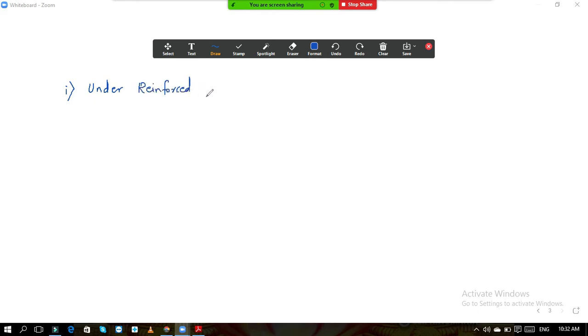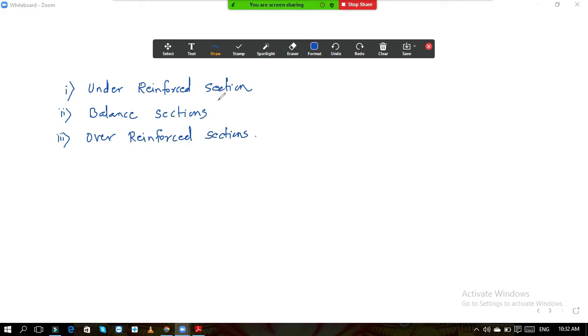First is the under reinforced sections. Second is the balanced sections. And third is the over reinforced sections. So now these are the three types of sections.